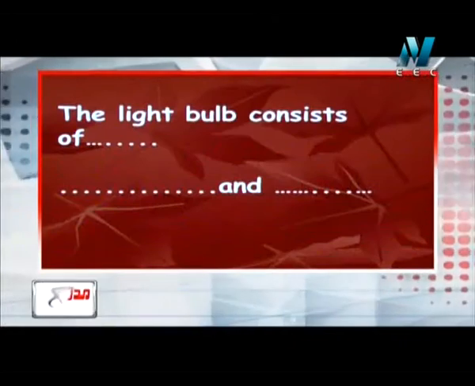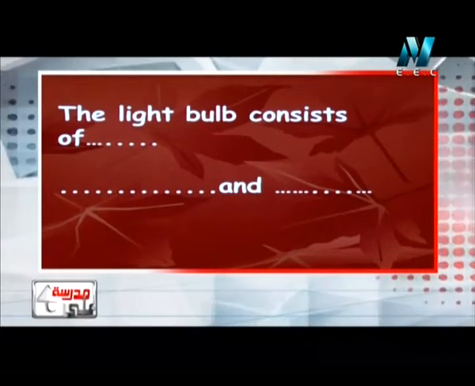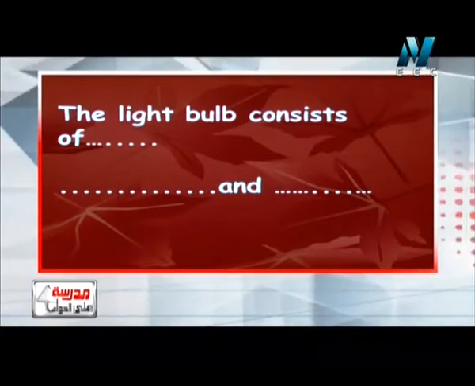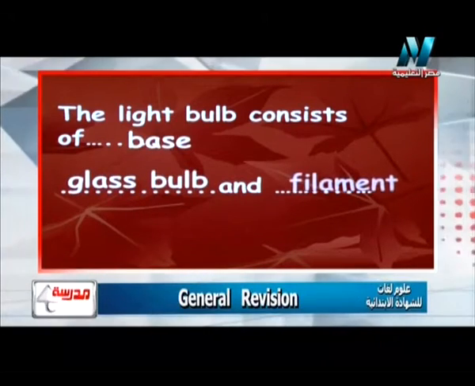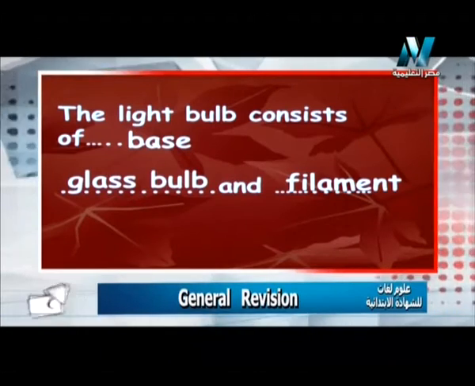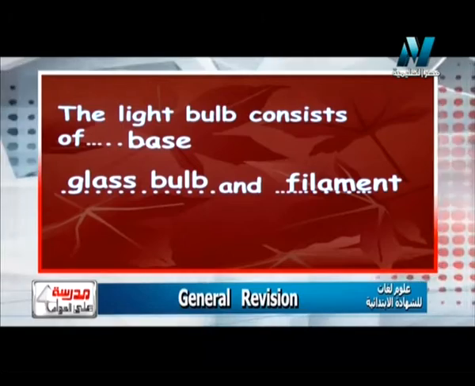The first question says that the light bulb consists of point, point, and point. I'm sure that you know this question. The light bulb consists of three main parts, which are the base, the glass bulb, and the filament.